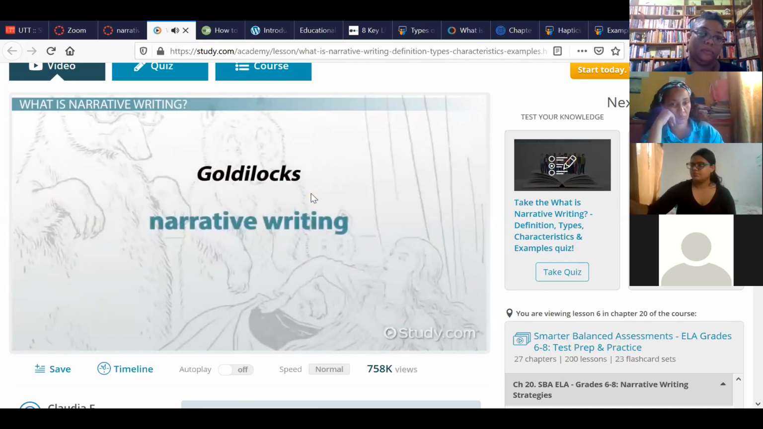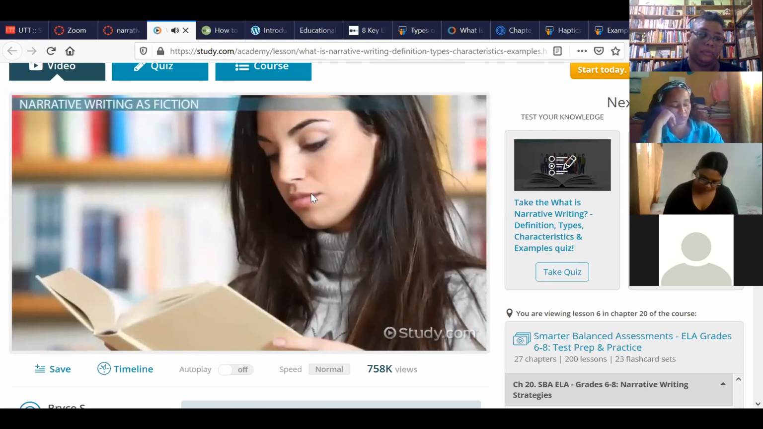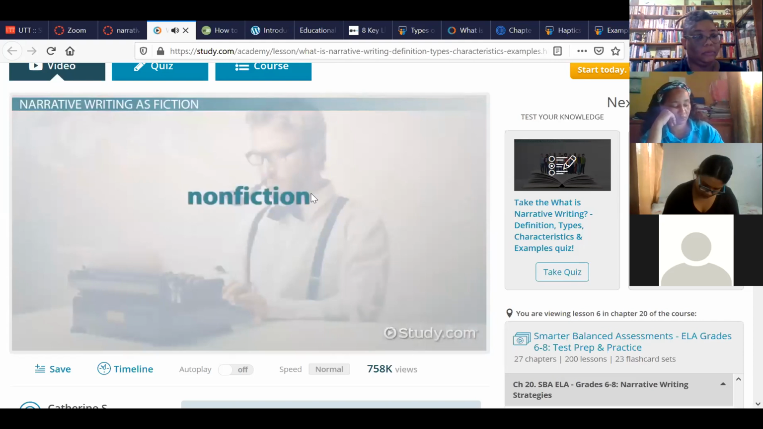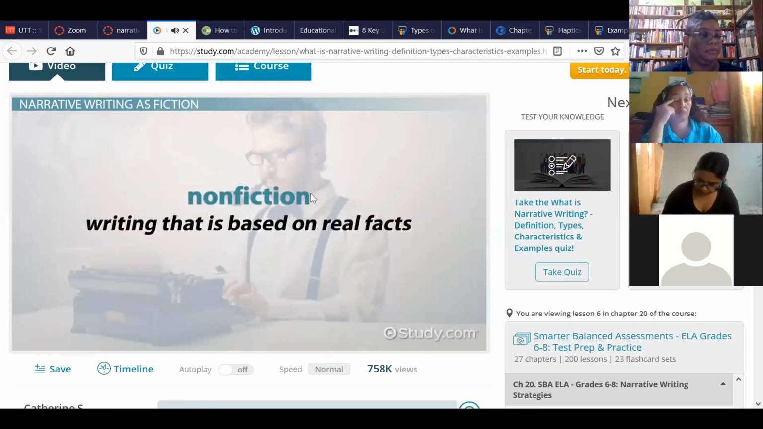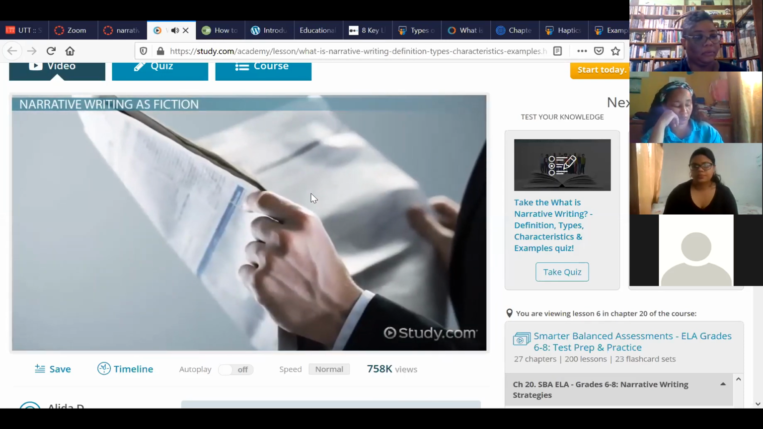Goldilocks is an example of narrative writing, which is any kind of writing that tells a story. Usually, narrative writing is categorized as fiction, which is based on imaginative events or stories that did not actually happen. The other category of writing is known as nonfiction, which would be writing that is based on real facts. This usually consists of newspapers, essays, reports, and other informative writing.